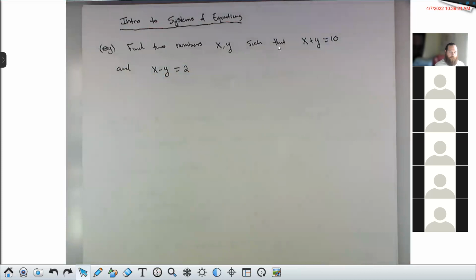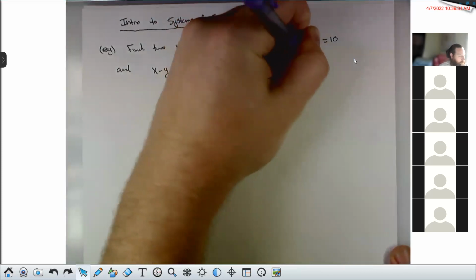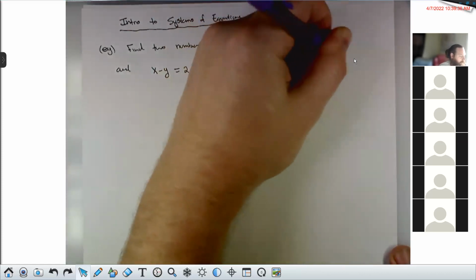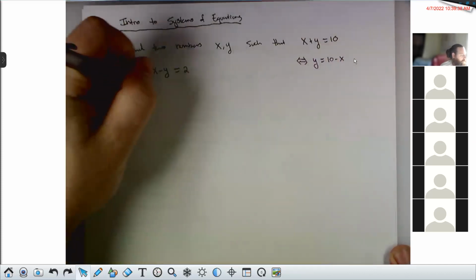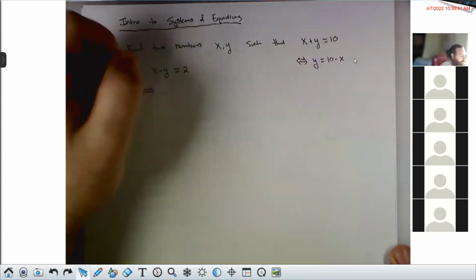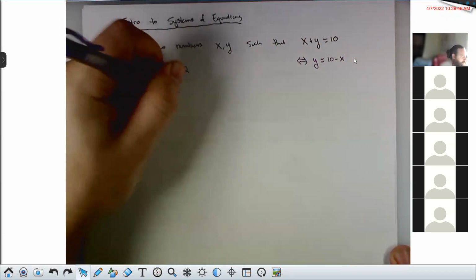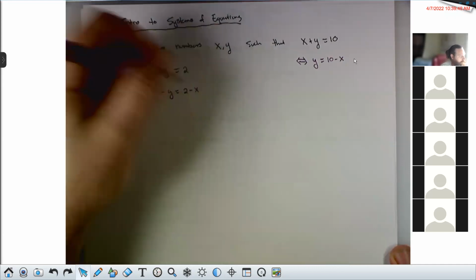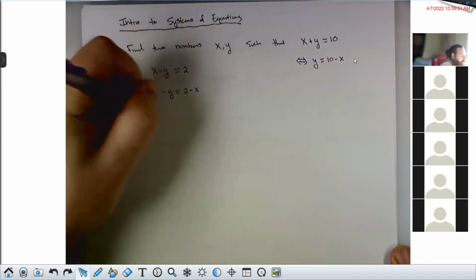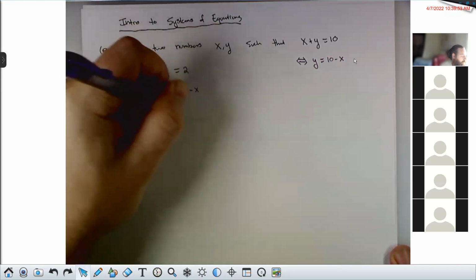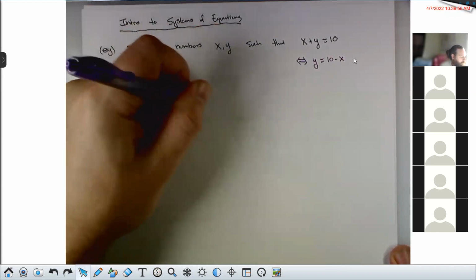The nice way of thinking about this is to think of each of these as graphs, as lines. So x plus y equals 10, that's the same as saying y is equal to 10 minus x. And x minus y equals 2 is the same as saying, let's say I can add y, I'll do it like this. Negative y is equal to 2 minus x. This is what most people would do. And then y is equal to negative 2 plus x.